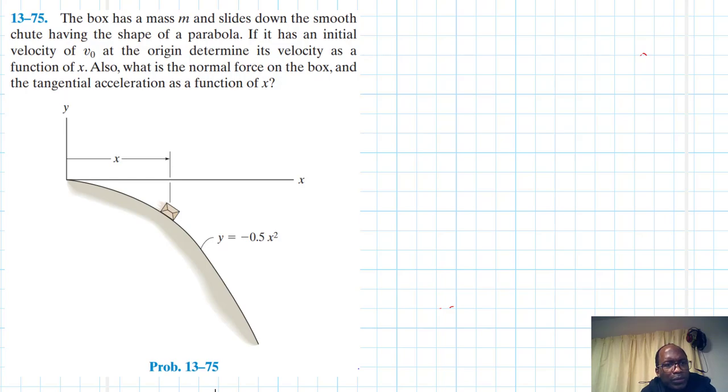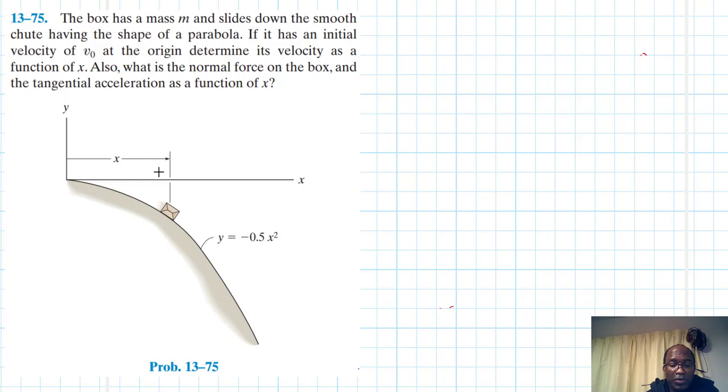The problem reads that the box has a mass m and slides down the smooth chute having the shape of a parabola. If it has an initial velocity of v naught at the origin, determine the velocity as a function of x. Also, what is the normal force on the box and the tangential acceleration as a function of x.